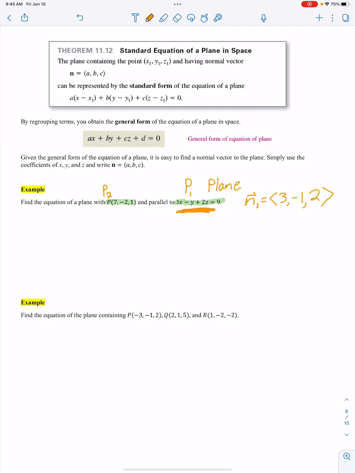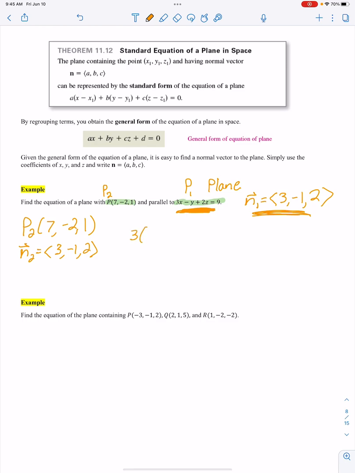Well, if they are parallel, that means they have the same normal vector. So for P2, we get that point, 7, negative 2, 1. We also get the same exact normal vector. So I'm going to call it N2 now, since it's the normal vector for that. And the reason we get the normal vector is because it's parallel to the other plane, which means they have the same normal vector. Now I use the definition to write it out.